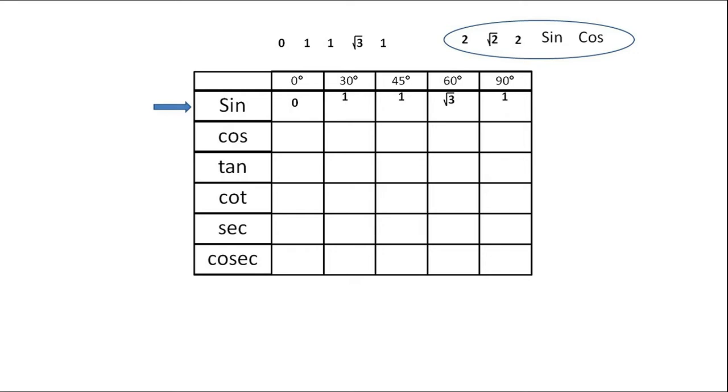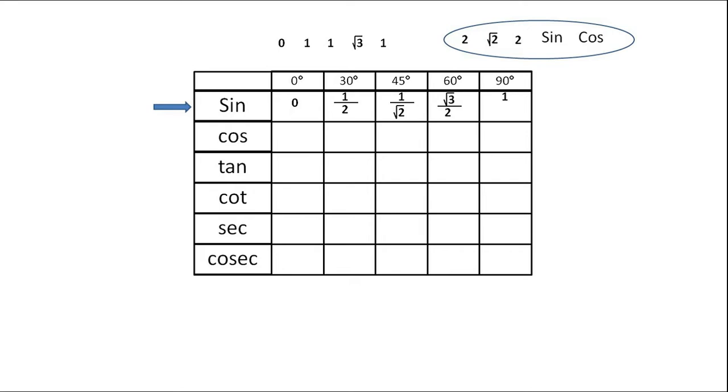Now we will use another small sequence here, and that sequence is 2, root over 2 and 2. Here we will avoid the first term and the last term and choose the middle three terms, and here we write 2, root over 2 and 2 below the middle three terms.